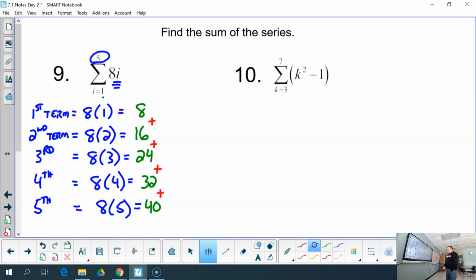8 plus 16 is 24. 24 plus 24 is 48. 48 plus 32 is 80. 80 plus 40 is 120. So the sum of this series is 120.